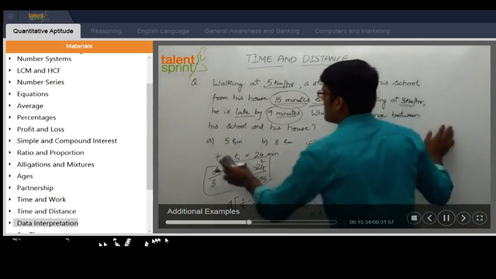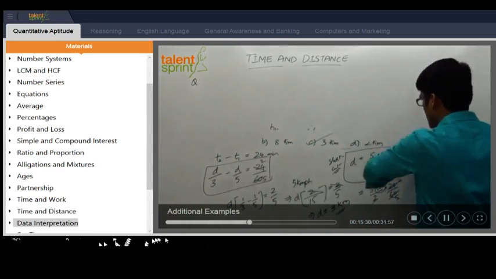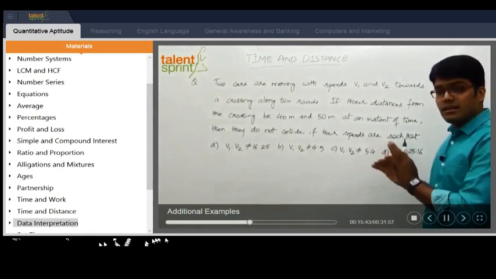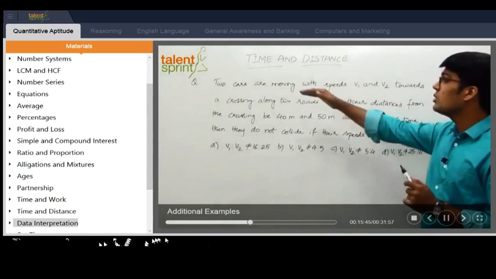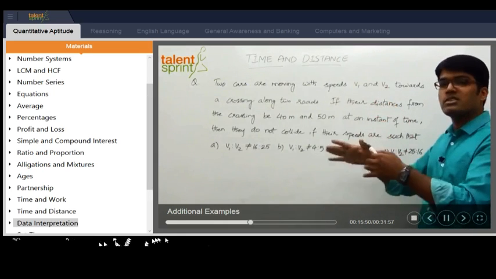So let's now move on to the next one. But like I said, very important, practice a few more questions on the same concept here. Now what do we do? See, understand the question first properly. What does it say? Two cars are moving with two different speeds towards a crossing, along two different roads.